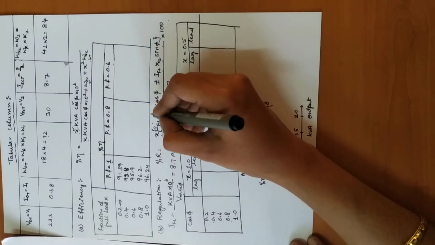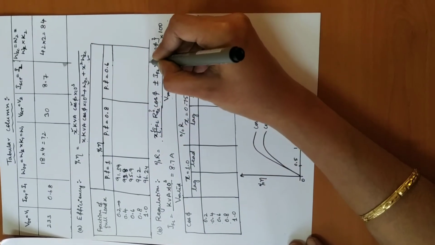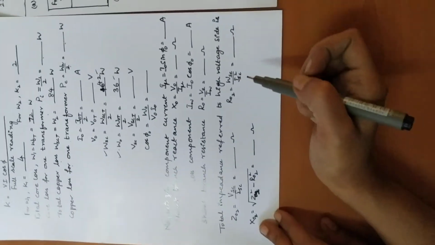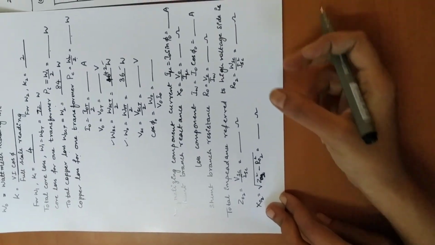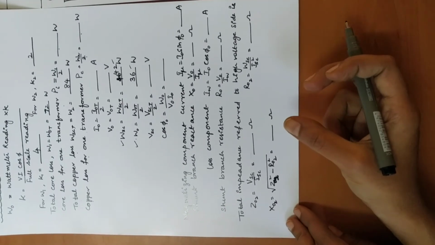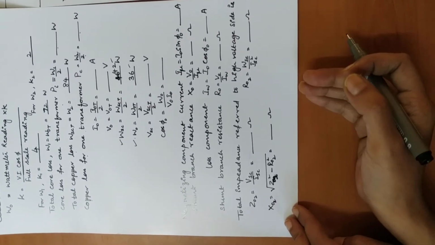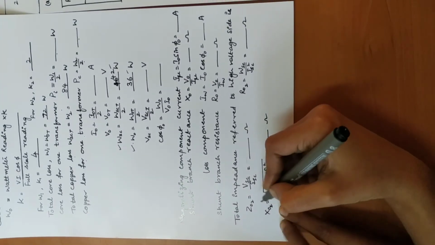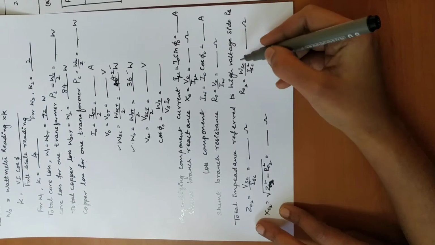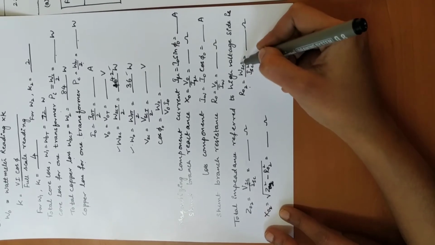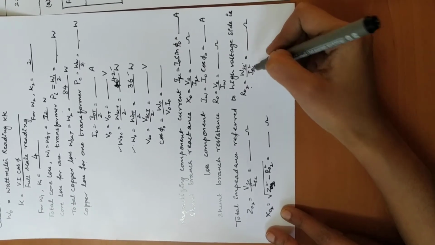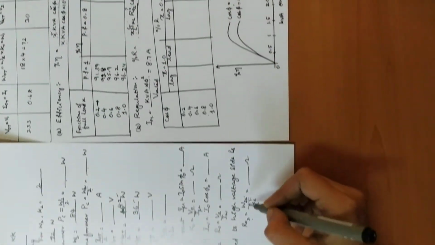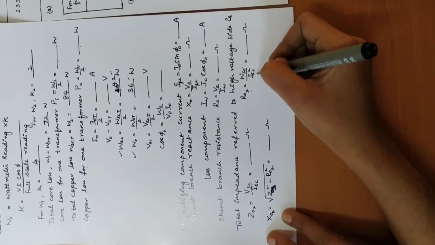The challenge is we need to find out R02 and X02. R02 and X02 indicate the resistance and reactance values referred to the high voltage side. To calculate R02, the formula is WSC divided by IAC square. The WSC is the value which we have obtained in the tabular column, divided by IAC square, that is 8.7 amperes squared.